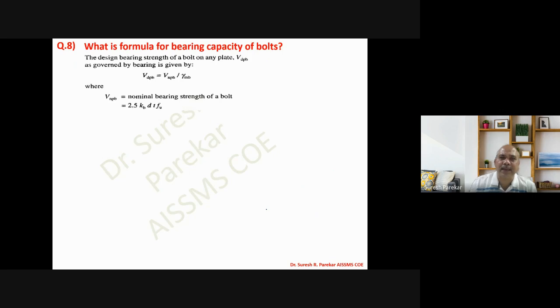What is the bearing capacity of bolts? So that is Vdpb. Vdsb and Vdpb, the minimum of the two is the strength of the bolt. So if I have to write Vdpb, then we have 2.5 kb d t Fu upon gamma mb. And this kb is a coefficient that we have to find out. So this is the formula for your bearing capacity of bolts.